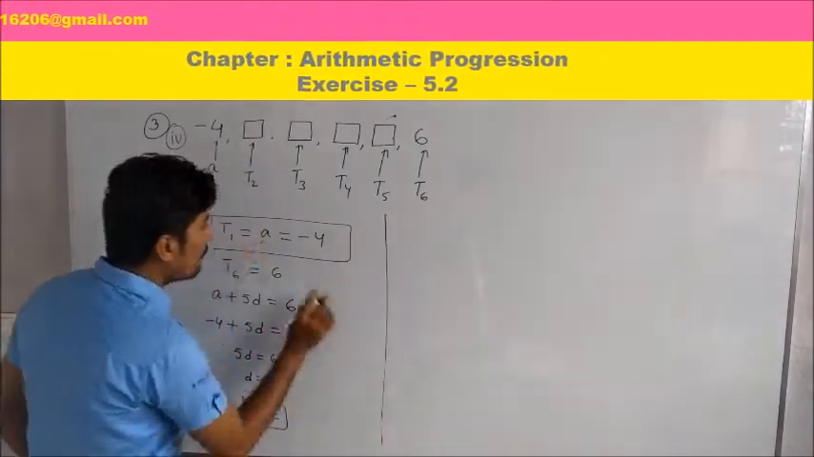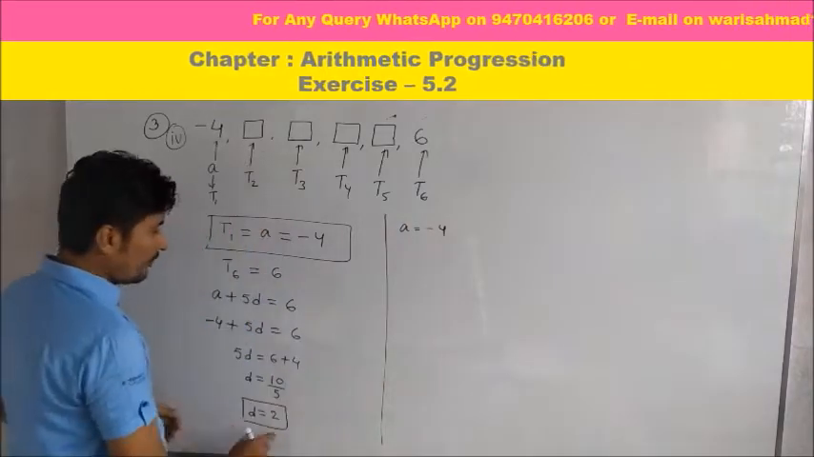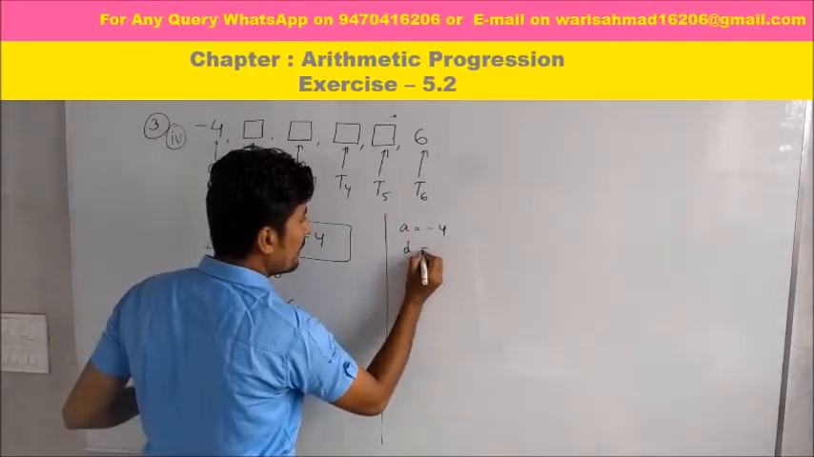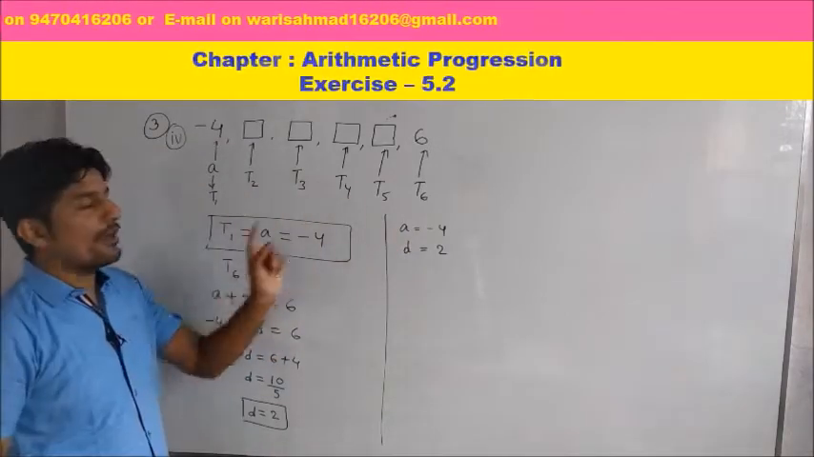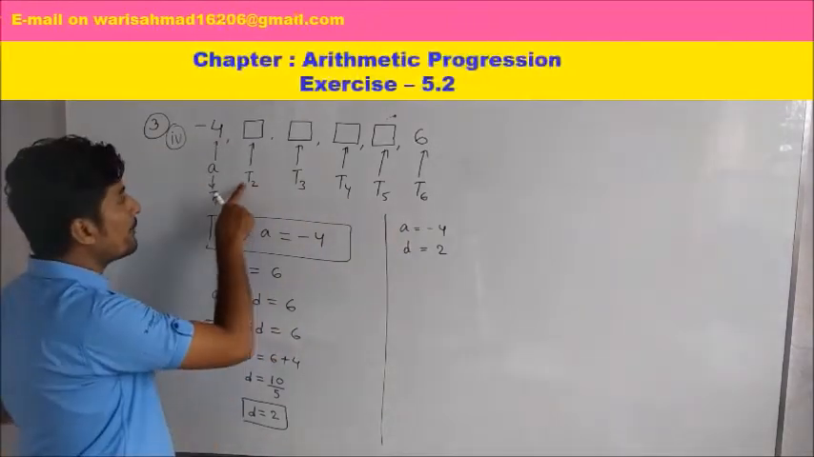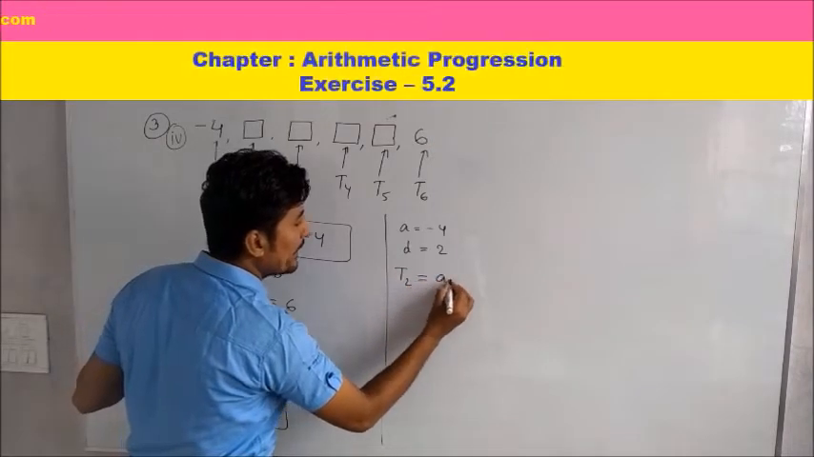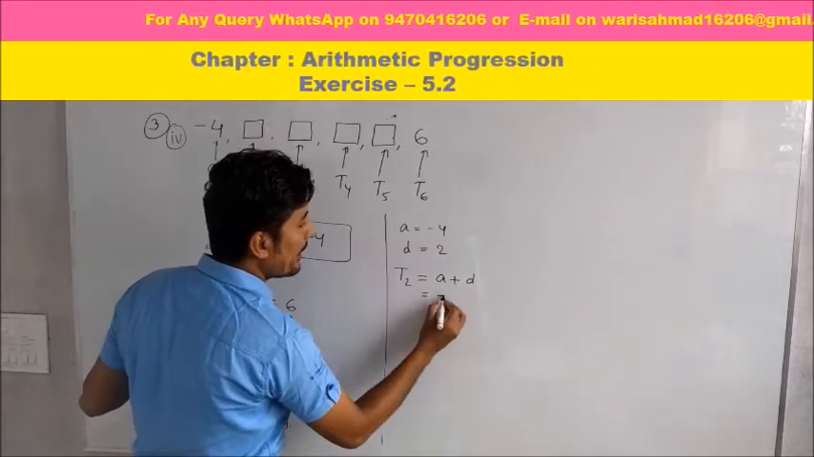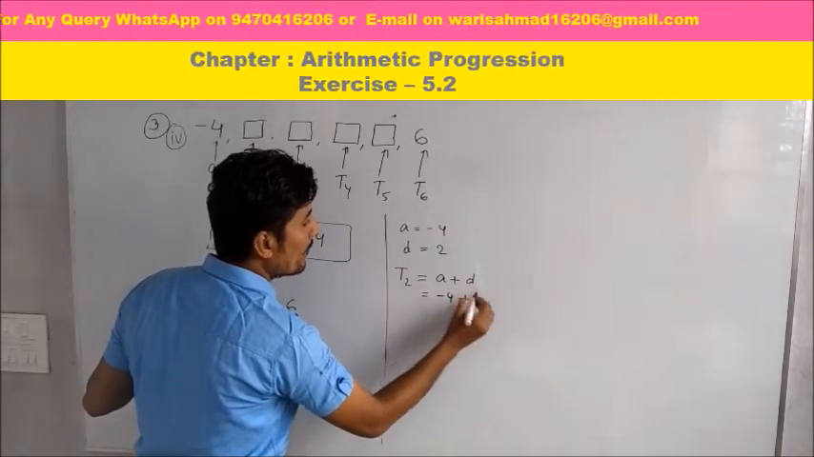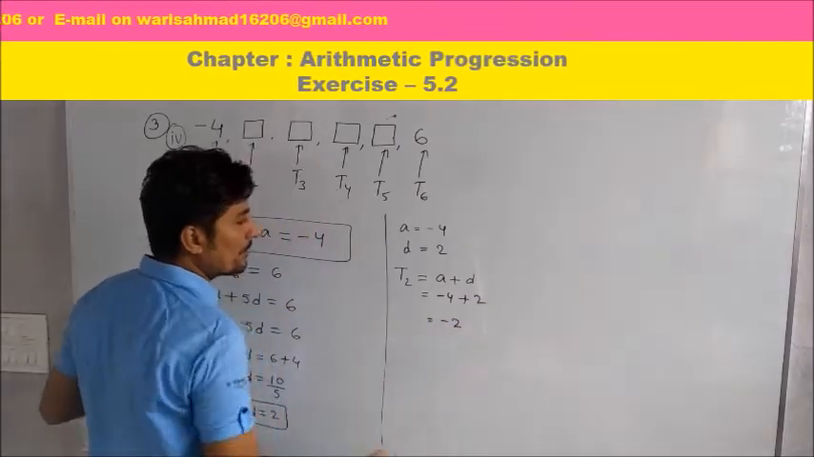So we got the value of A equal to minus 4, while the value of D we have is 2. After getting the values of A and D, we can find out the missing terms. Now we have to find the second term, T2. T2 is equal to A plus D. So we can write here the value of A is minus 4 plus the value of D is 2. Finally we can write here minus 2.